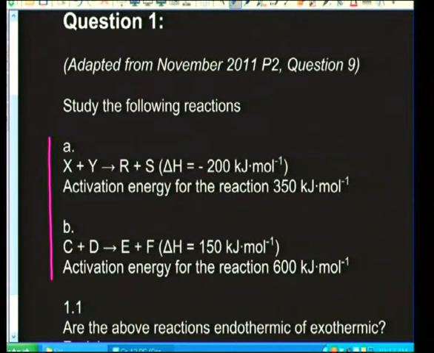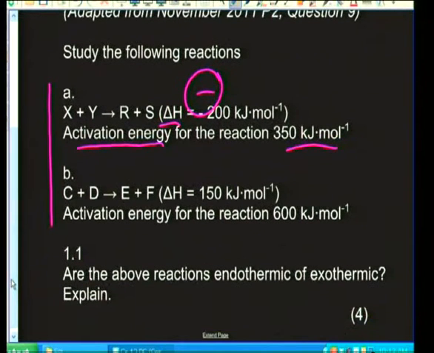So you've got reaction A, which gives you X plus Y goes to give you R plus S, and you're told that the delta H, the heat of reaction or the enthalpy, is minus, please make note of that, minus 200 kilojoules per mole. It also tells you the activation energy for the reaction is 350 kilojoules per mole. Now what about reaction B? Slightly different. It tells you it's C plus D, giving you E plus F, and at this stage notice that the delta H, the heat of reaction, enthalpy, is a positive value.